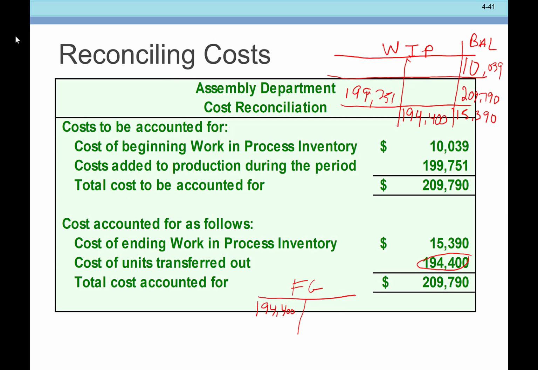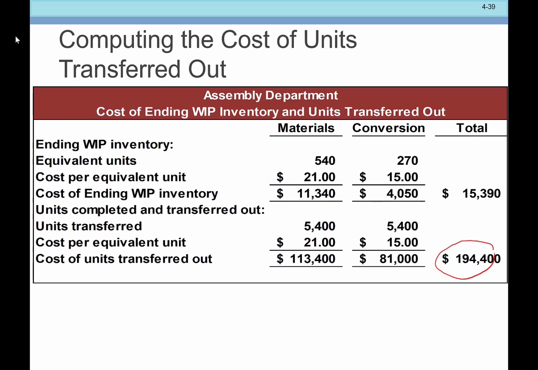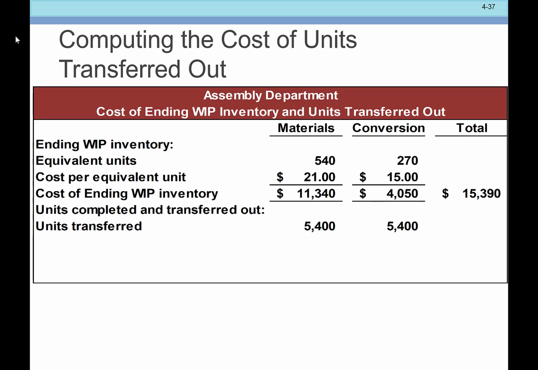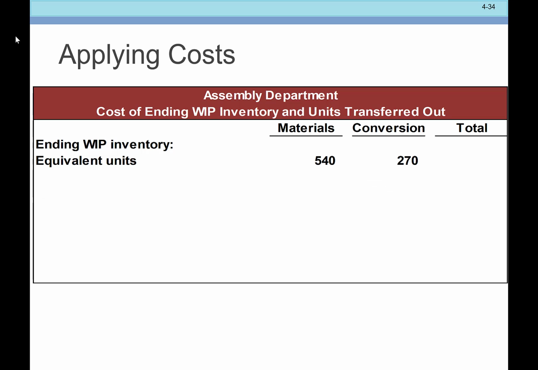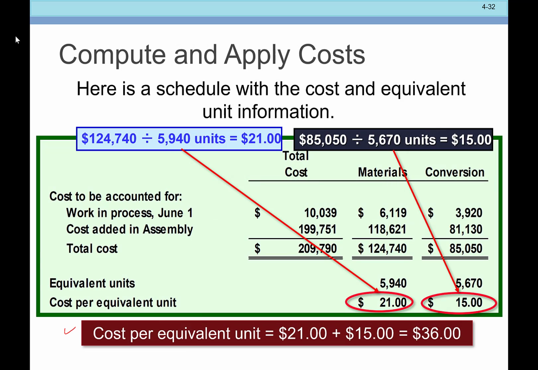Let me show you what I'm talking about. We had beginning costs in our work in process, and I put them all together now. I didn't separate them by materials versus conversion, because it doesn't make any difference. 10,039 was the total cost in process at the beginning of the period, just going back. 10,039 were the total costs sitting in work in process.